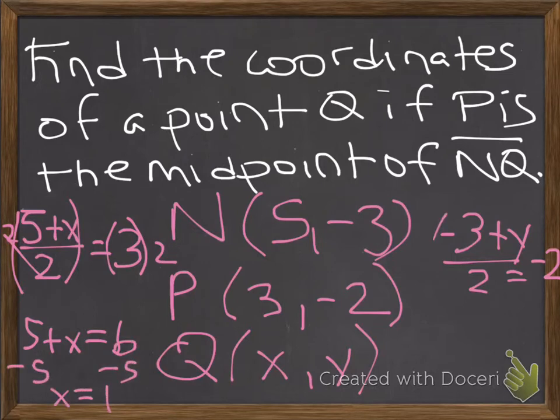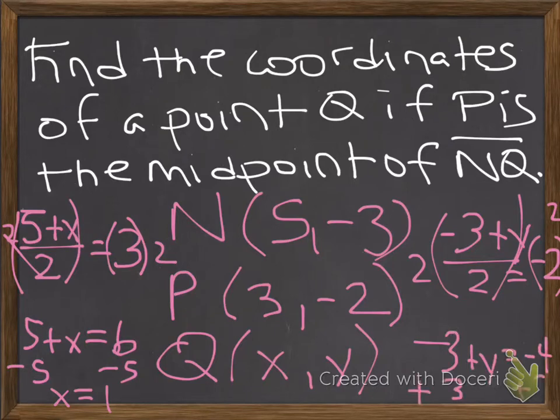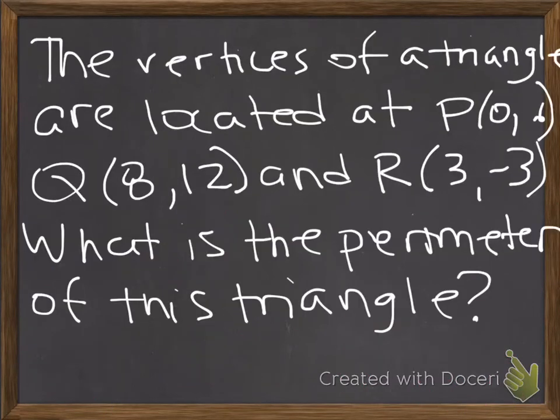Here we would multiply by 2 first, always multiply by 2. Then we get -3 plus y equals -4. Add the 3. So y would be -1. So our point then would be 1, -1, the other end point.